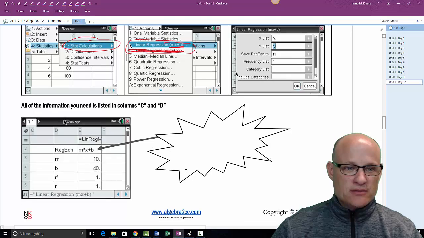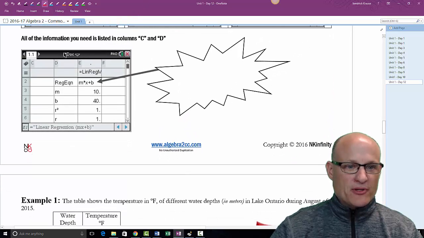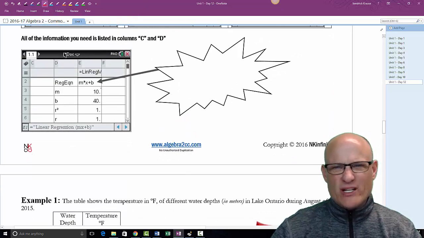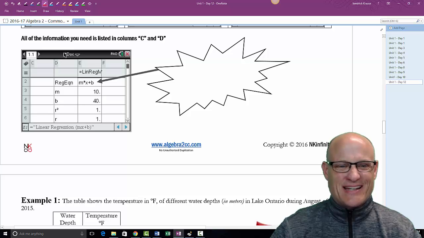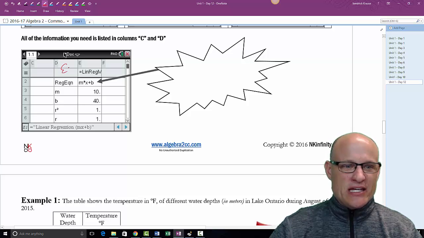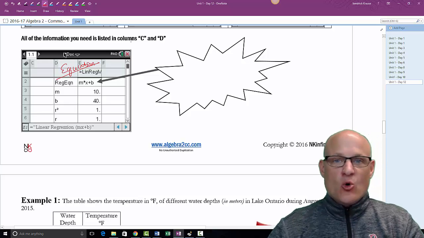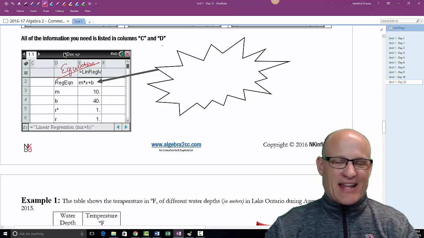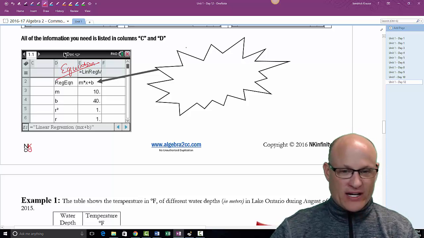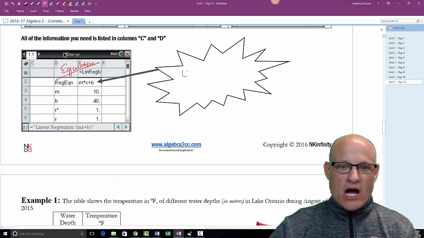And when you pop up, it'll say, hey, there's your equation, mx plus b. What do you know that's missing in your equation? And this is one of the things a lot of kids forget when they're working with linear regression and their equation. What do you think we're forgetting? Yeah, the y equals.